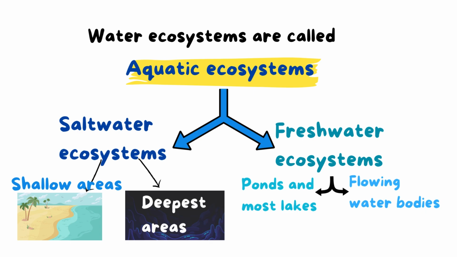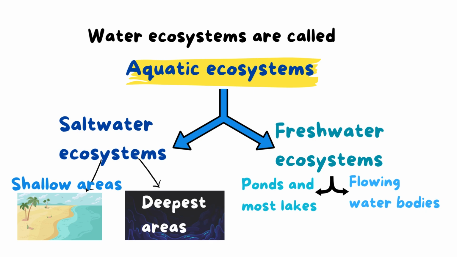Saltwater ecosystems are the ecosystems that contain salt water. They can be shallow areas or deepest areas, as this area is shallow and has a low level of water, or it has a high level of water, as if this area is very deep. So here, saltwater ecosystems are divided into shallow areas and deepest areas. And we will discuss each one in detail.